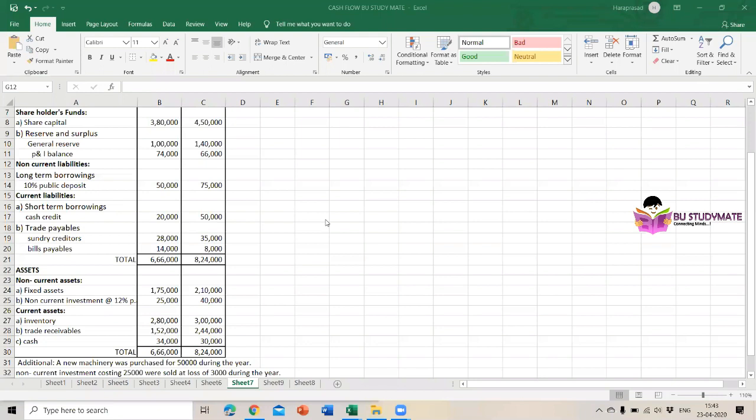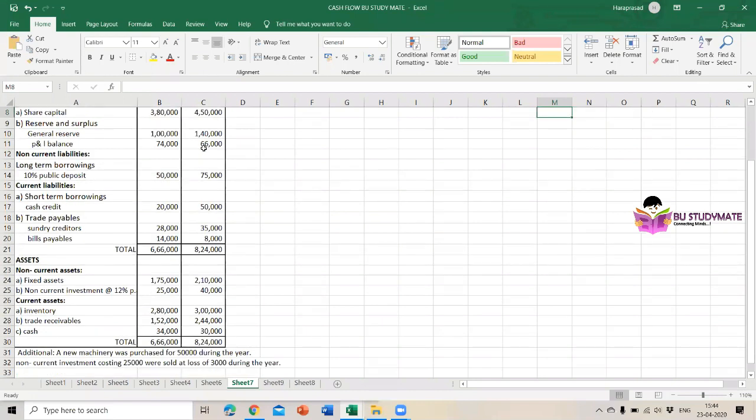First, we need to calculate the net profit before tax. How much is the amount? Here, profit and loss balance on 31st March 2012 is how much? 66,000.